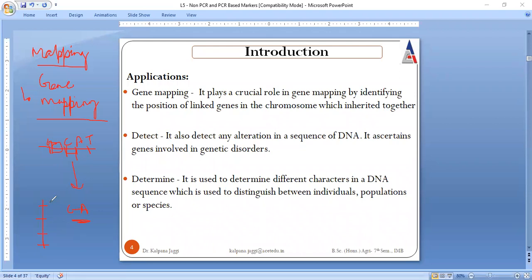On the basis of these characters present in the DNA sequence, we come to know whether the species are homozygous or heterozygous. So this can also be identified by using the molecular markers.